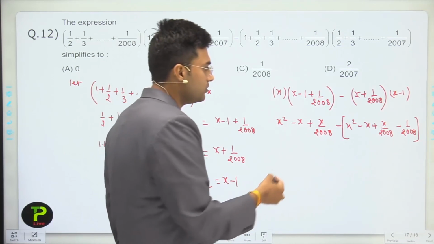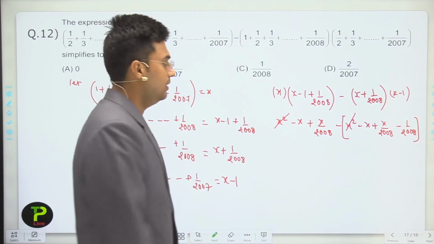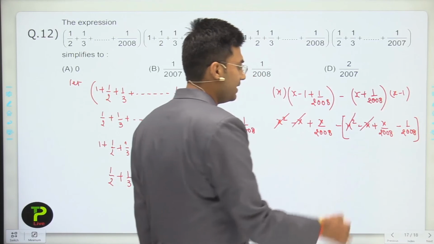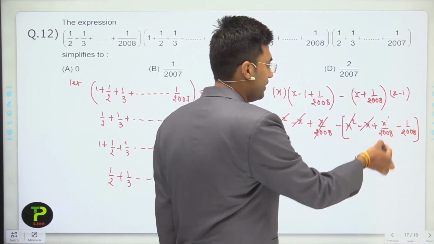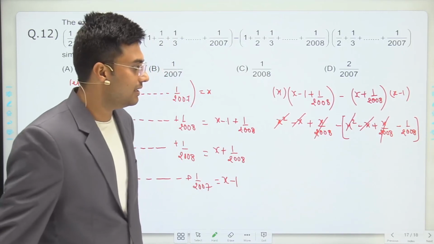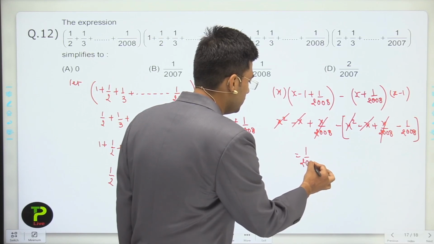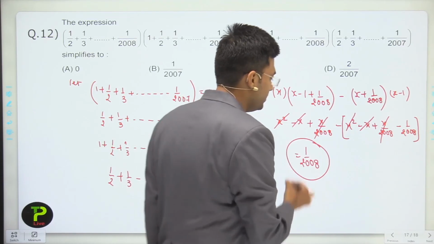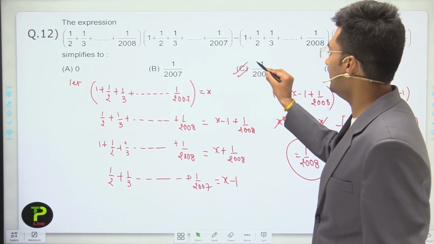Now when we solve this, x square and x square cancel out, minus x and minus x cancel out, and x upon 2008 and x upon 2008 cancel out, and finally we will get 1 upon 2008. This is our final answer, and option C is the correct option.